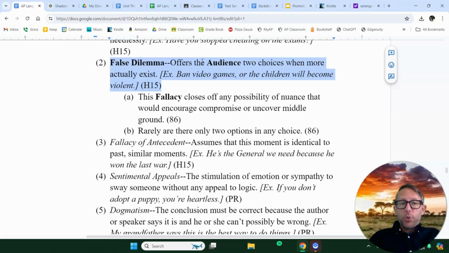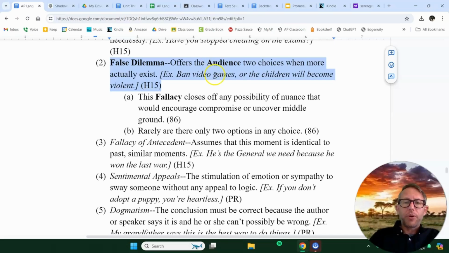There are things that we could be doing other than banning video games to prevent children from becoming violent, and there are things that could happen to children other than becoming violent if we don't ban video games. So there are lots of different options at your disposal right there. There's a disconnect. It's not really an either-or situation. It isn't well-behaved children versus video games. That's not logical. Doesn't make sense.